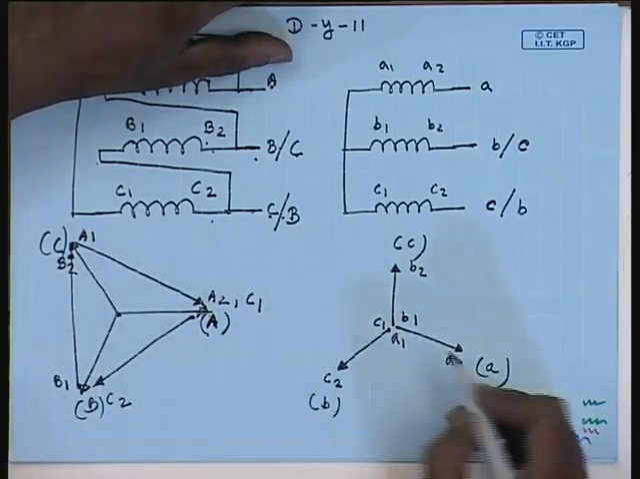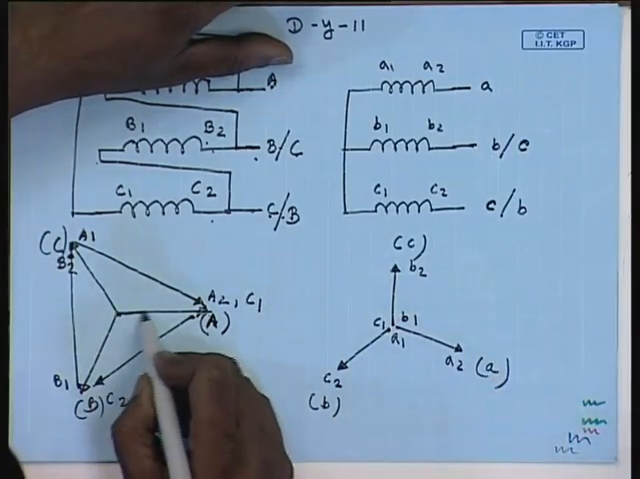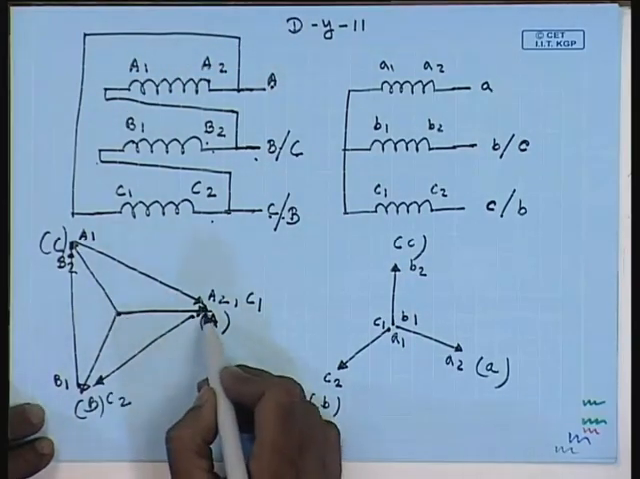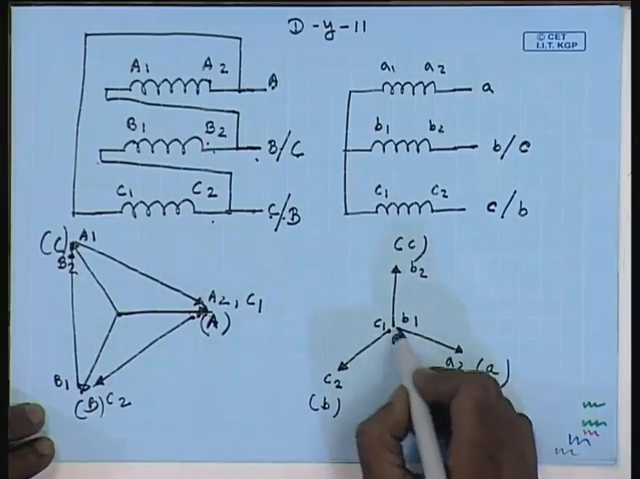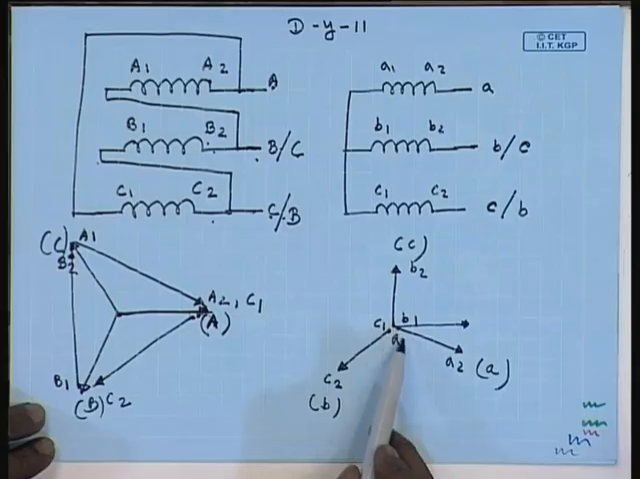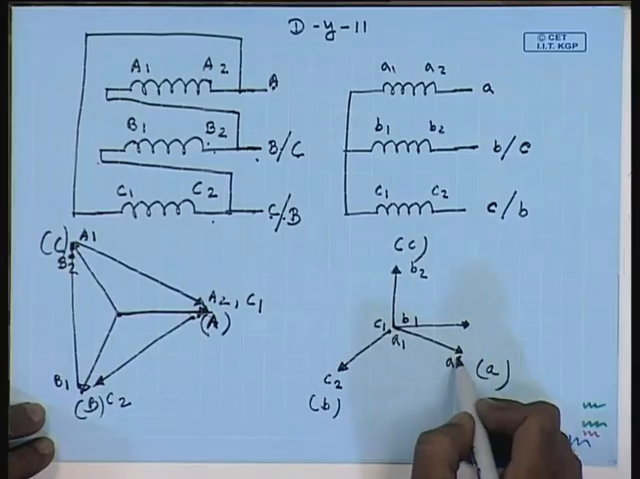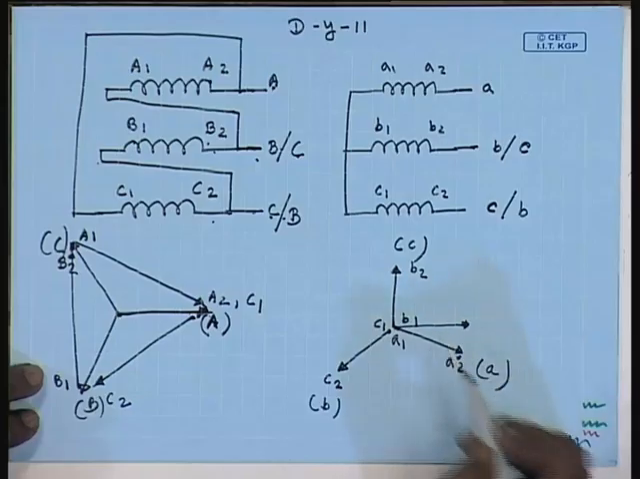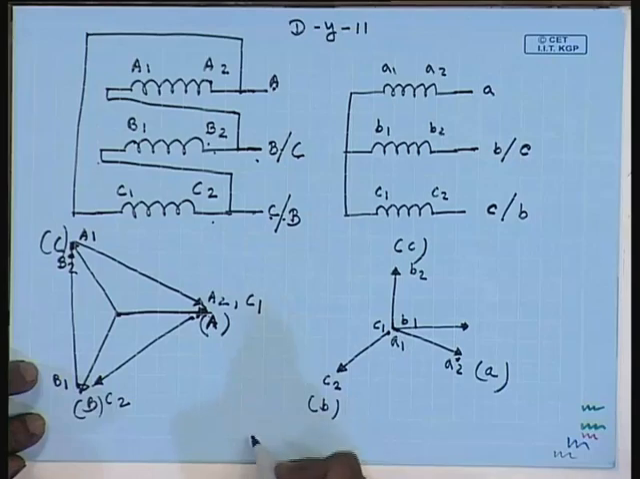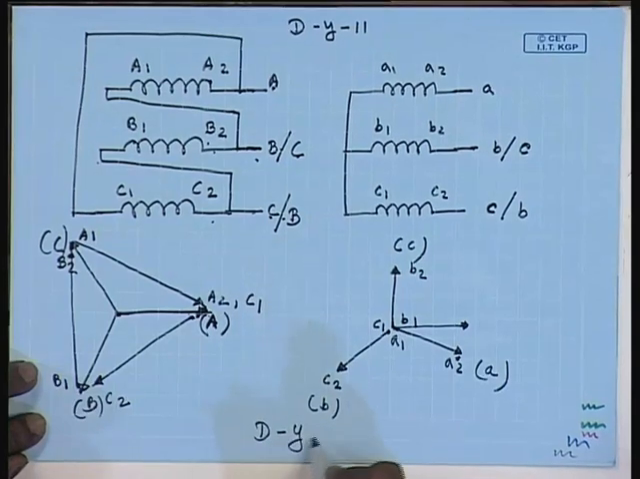So, we see in this case the line to neutral voltage phasor on the high voltage side is this. This is the A phase line to neutral voltage phasor. On the low voltage side, on the other hand, the line to neutral voltage phasor is this. Hence, the low voltage side line to neutral voltage phasor now lags the line to neutral voltage phasor of the high voltage side. Hence, this becomes effectively a DY1 connection.